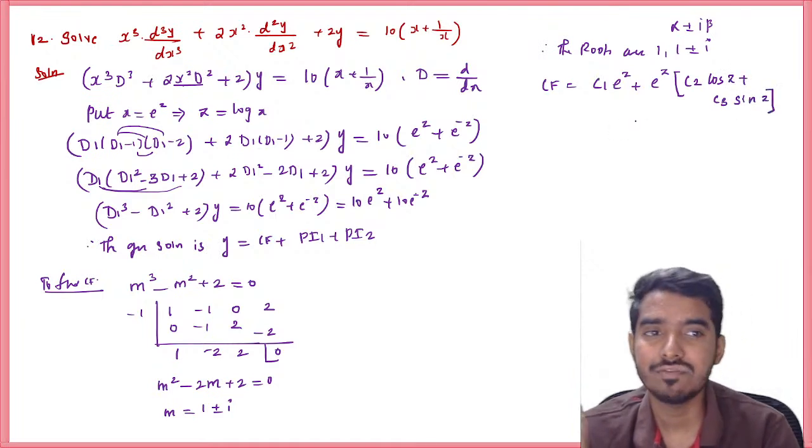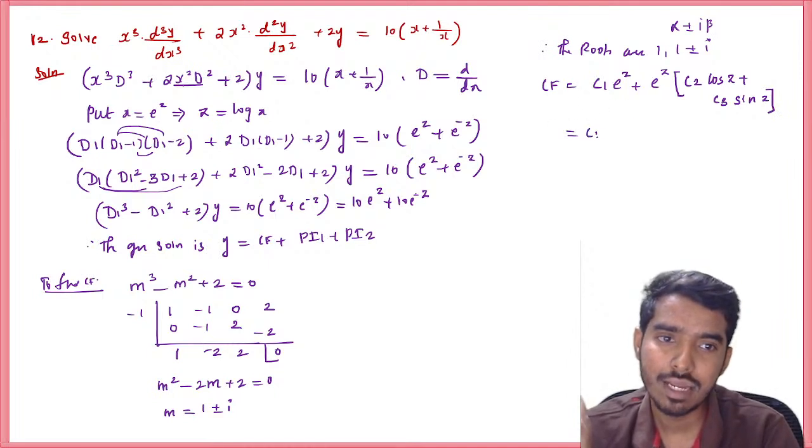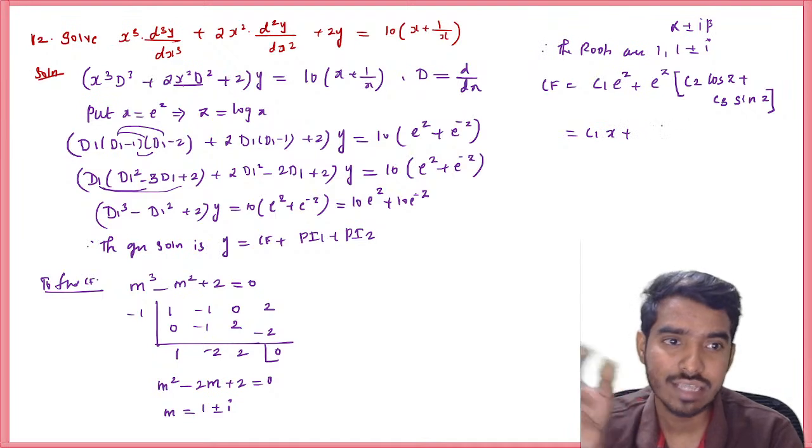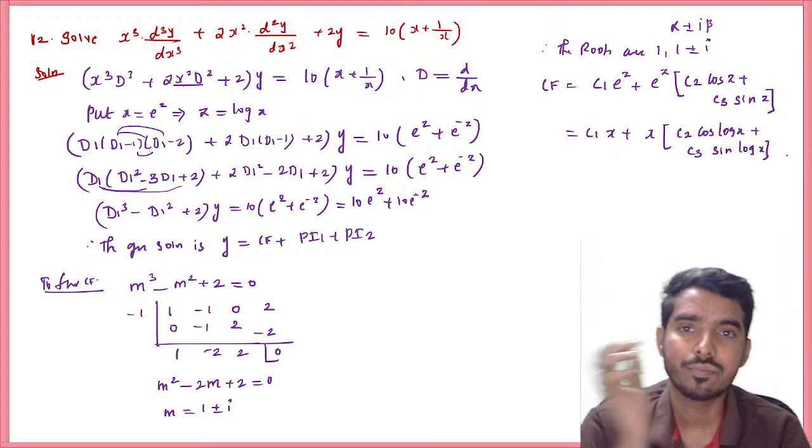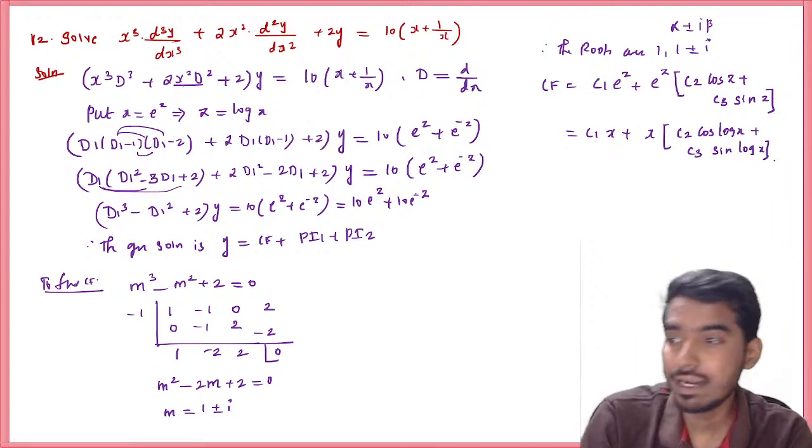This is your characteristic function, right? So you have to replace z by log x. So it will be x, because e power log x is x, and this again x, c2 cos log x plus c3 sin log x, right? Okay. So this is your characteristic function.